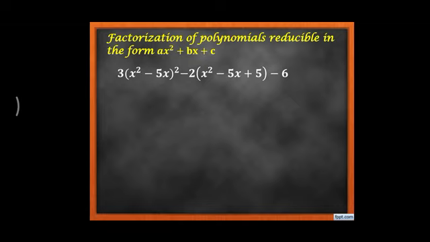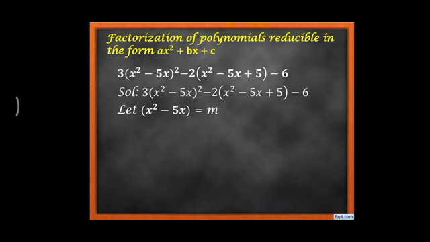If we take the polynomial 3, in the bracket you have x square minus 5x the whole square minus 2, in the bracket you have x square minus 5x plus 5 minus 6. Okay, this is the polynomial that is given to you. Now this we cannot factorize. So what will we do? What do you observe in this? You observe that x square minus 5x is common in both these terms.